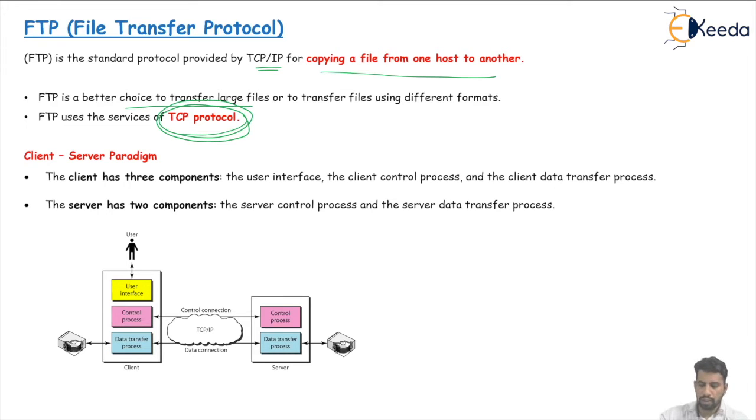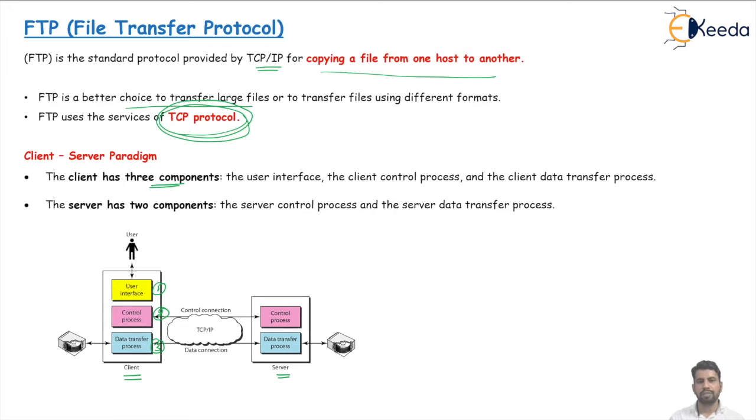Here the file transfer follows the client and server paradigm. Client and server paradigm means one host acts in a client role and the second host acts in a server role. Let's see how the client and server paradigm works. This is the client computer and this is the server host. The client has mainly three components: one is the user interface, second is the control process, and third is the data transfer process.